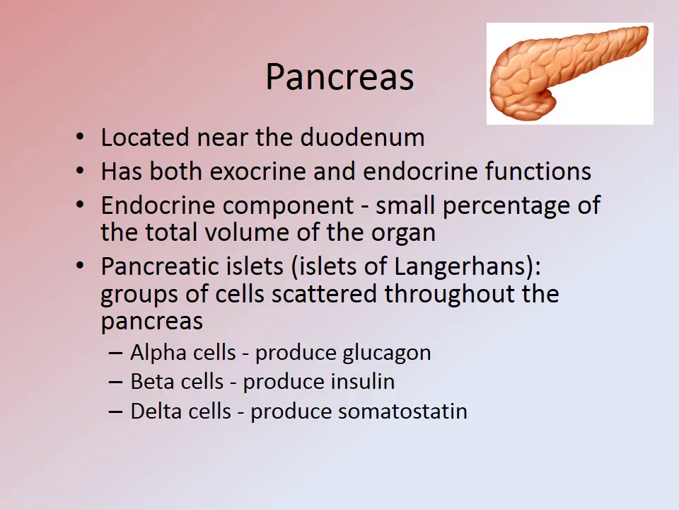But it does also have endocrine function, and basically the endocrine component is a small percentage of the total volume of the organ. A small percentage of this pancreas has endocrine components to it, and it's actually the pancreatic islets. Again, please excuse my pronunciation if it's wrong. And these are a group of cells that are scattered throughout the pancreas. And there's alpha cells, beta cells, and delta cells. So alpha cells produce glucagon. We're going to talk about all these. Beta cells, which produce insulin, and delta cells, which produce somatostatin.